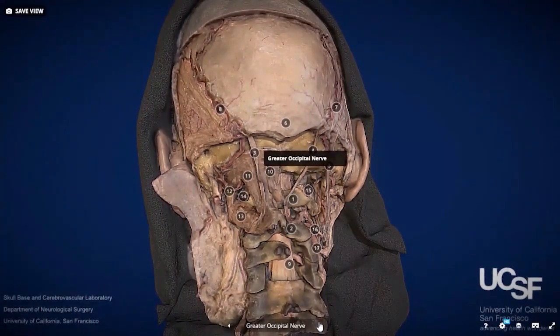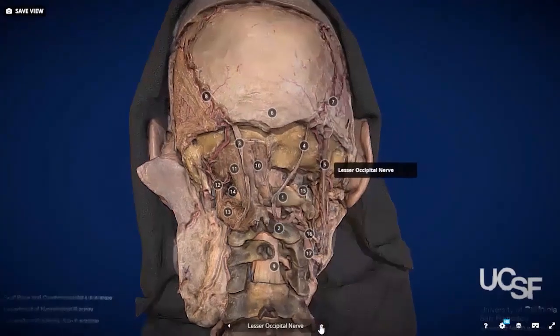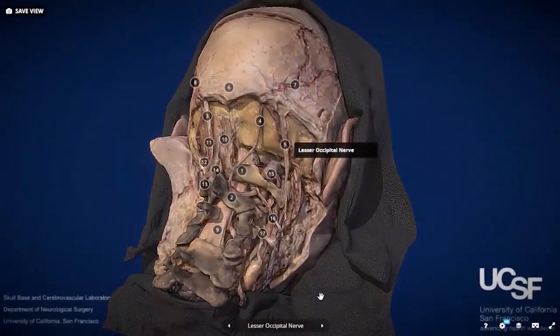Moving superficially and superiorly, we're going to identify superficial nerves, medially the greater occipital nerve, which is going to be coming out of the dorsal ramus of C2, and laterally the lesser occipital nerve, which is going to be coming out of C2 and C3.